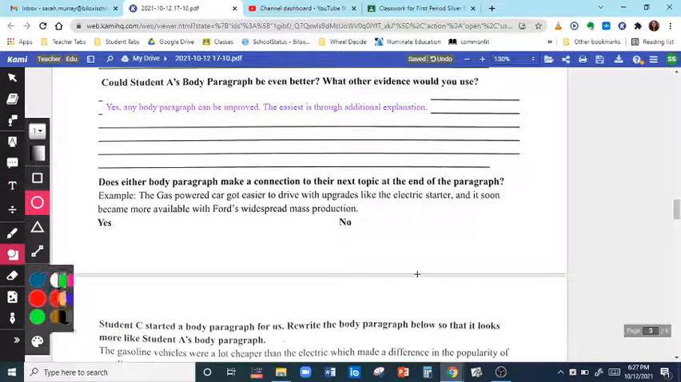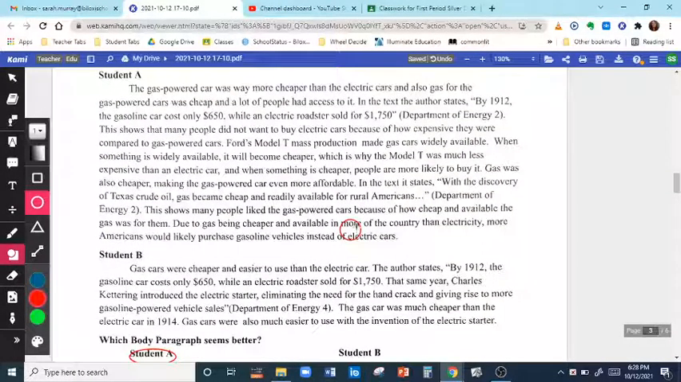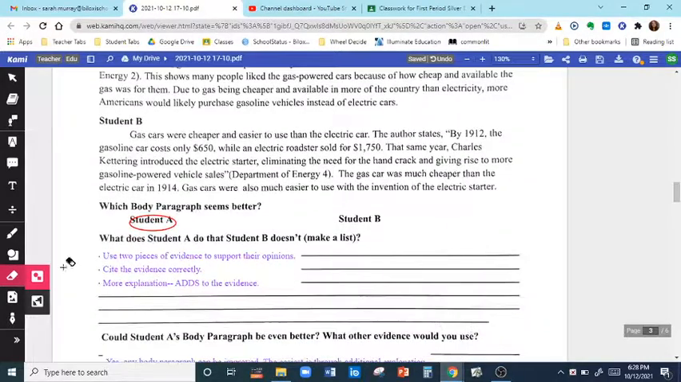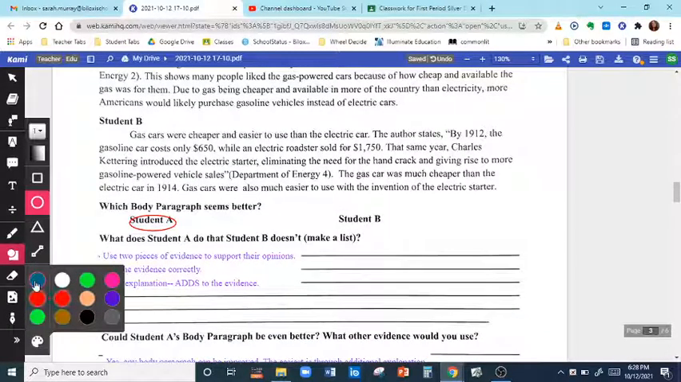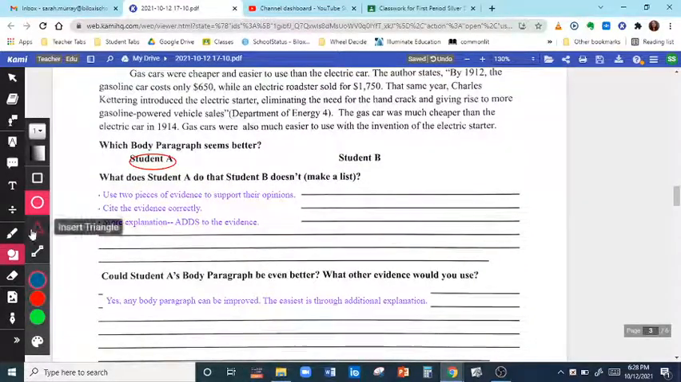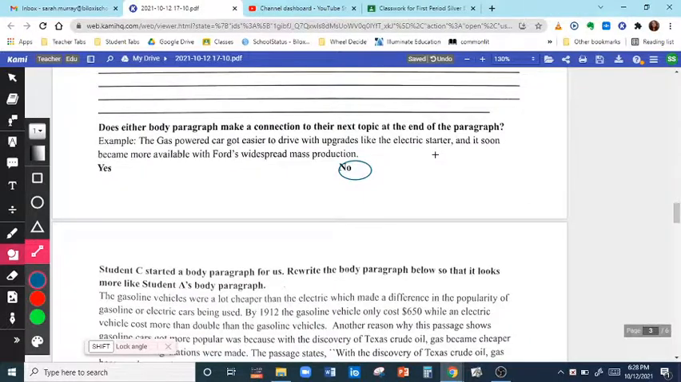Does either body paragraph make a connection to their next topic at the end of the paragraph? Let's look. Due to gas being cheaper and available in more of the country than electricity, more Americans will likely purchase gas vehicles instead of electric cars. There's more explanation that doesn't really connect to the next thing. So we're gonna say no. But student B does do it. So I'm gonna underline that. Student B does have that connection. All right.